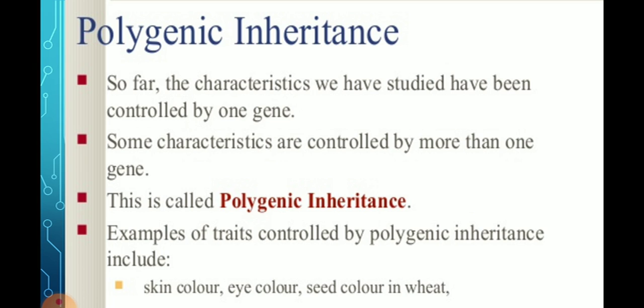Multiple alleles, we have seen in the previous classes, is where one gene is controlled by more than two alleles, like in blood group of human. But here, the traits are encoded by alleles of two or more different gene pairs. They are also present on different loci, because one gene is present on one locus, and the other gene pair is present on the other locus, and they influence the trait in an additive way.